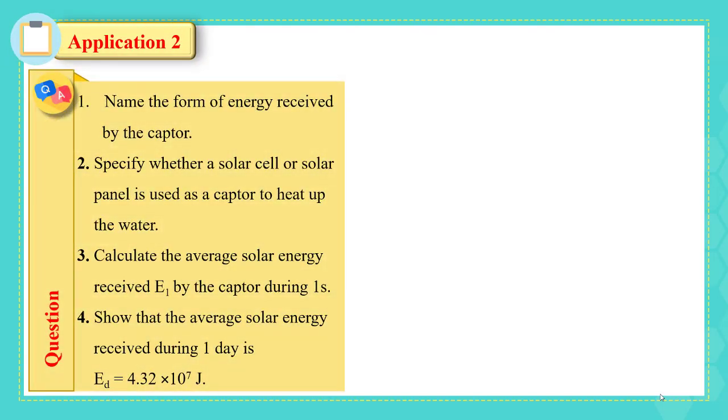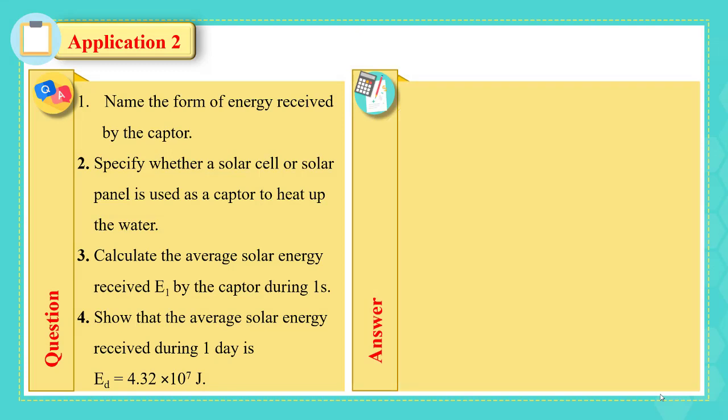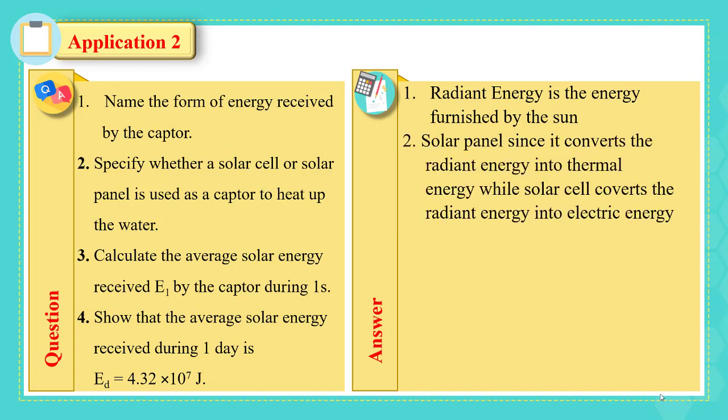In the first question, we have to name the form of the energy received by the captor. So it is the radiant energy. In question 2, we have to specify whether the solar cell or the solar panel is used to heat up the water. For sure, the solar panel is used to heat up the water, since it converts the radiant energy into thermal energy, while the solar cell is used to generate electricity.